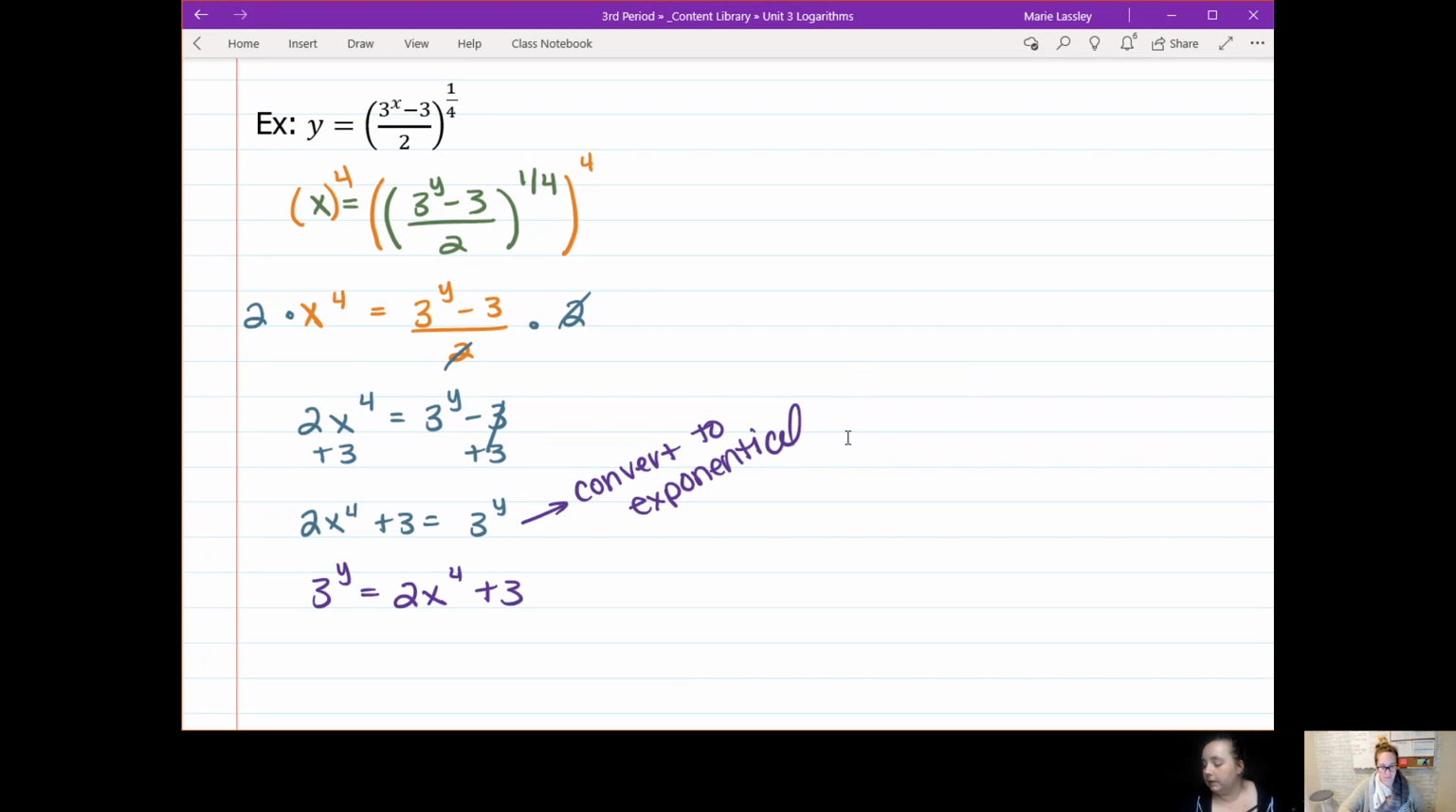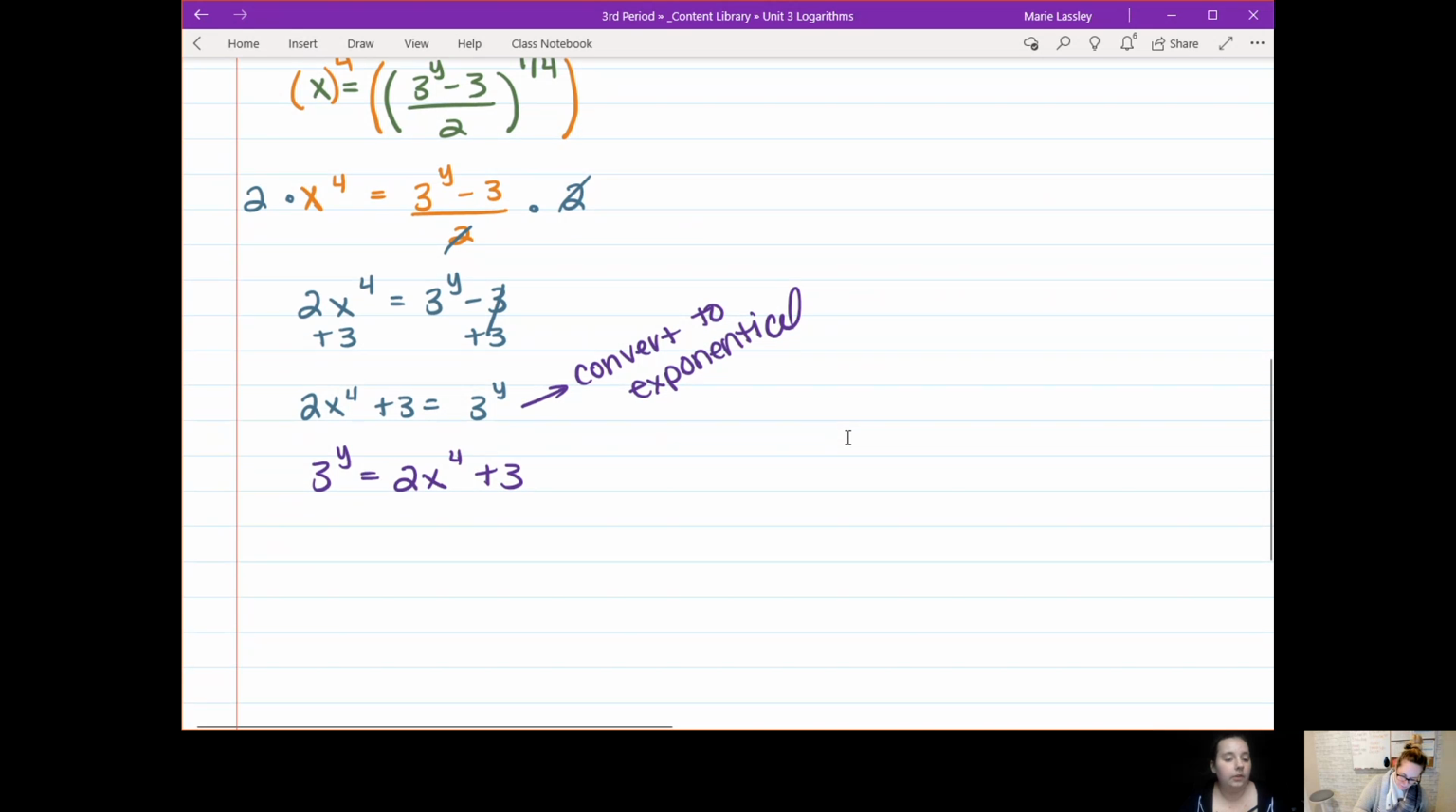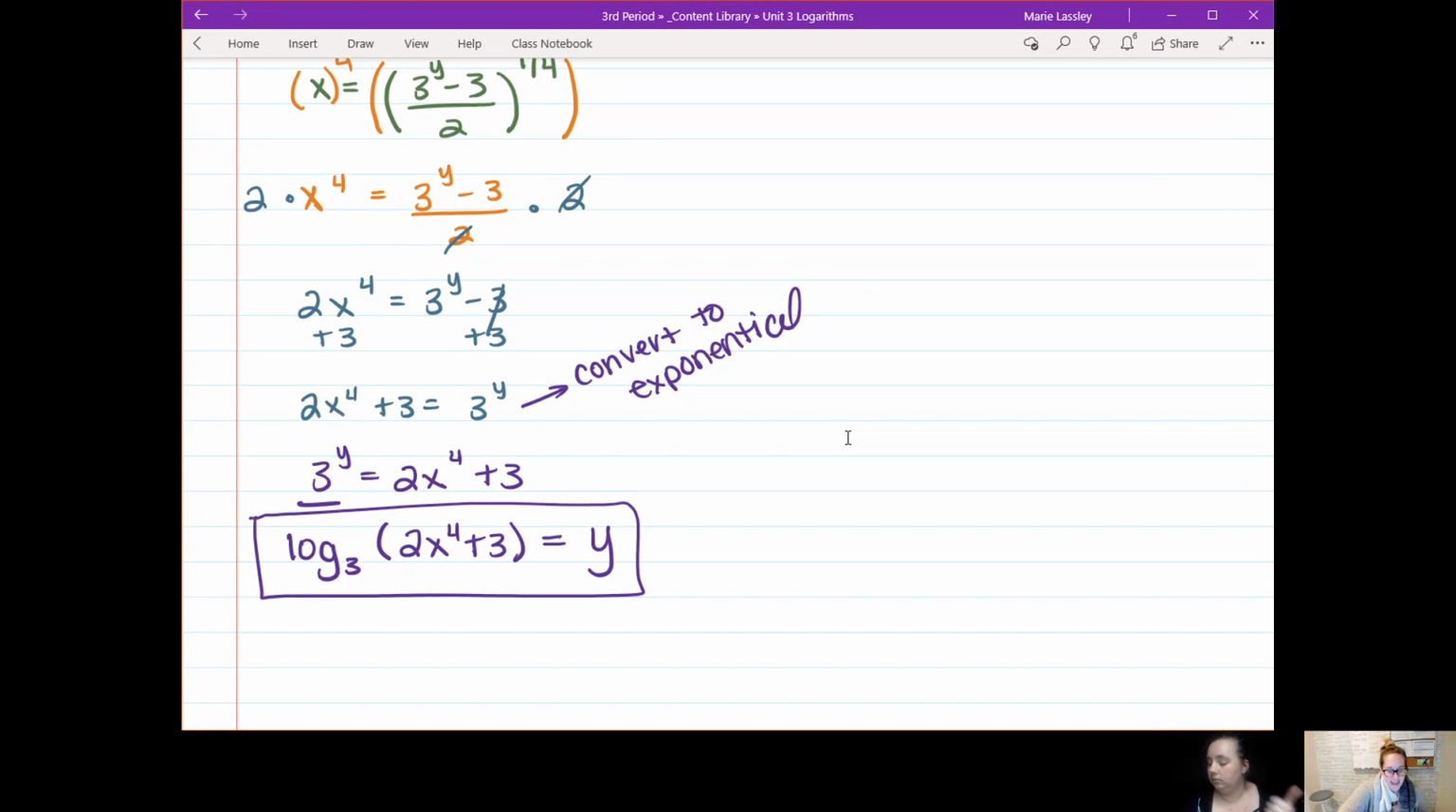So from here, we're going to take our base, which is 3, and so we're going to get log base 3. And then remember, what goes inside our parentheses is what that exponent is equal to, so it's going to be 2x to the 4th plus 3, and that whole thing goes inside the parentheses. So it's log base 3 of that whole thing, and then equal to y, equal to that exponent up there, and that is your answer. There we go. So there is going from finding your inverse of an exponential equation.